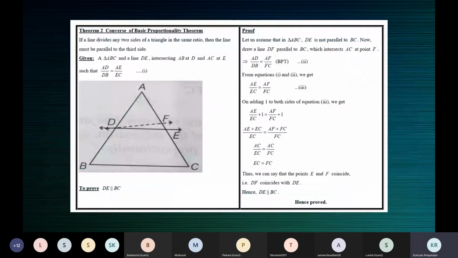We'll see the proof tomorrow. Okay, in the same ratio, meaning proportionally. If a line divides any two sides of a triangle in the same ratio, that is proportionally, then the line must be parallel to the third side.